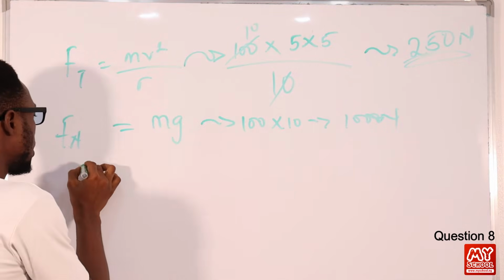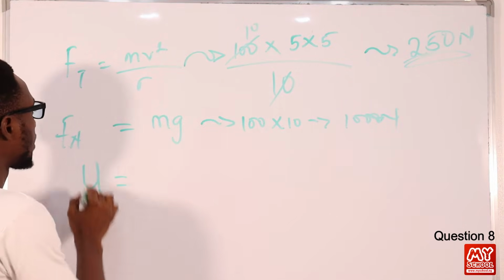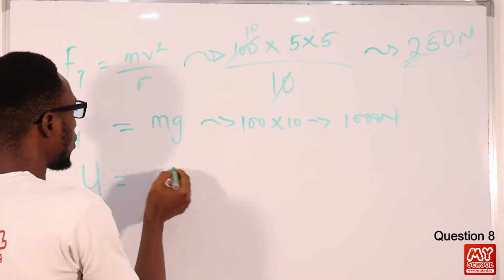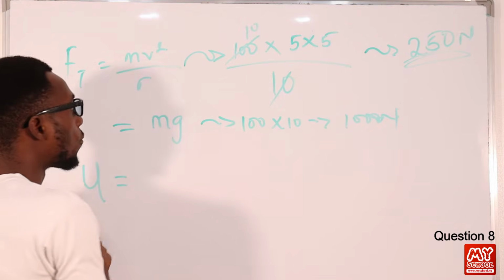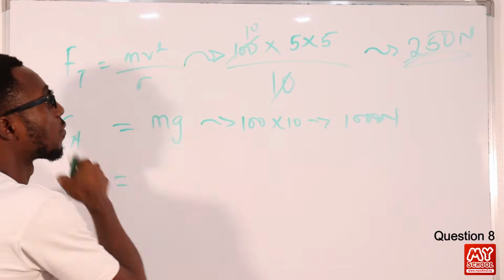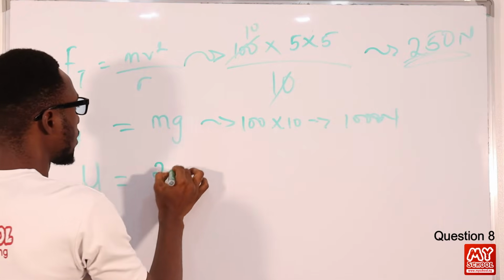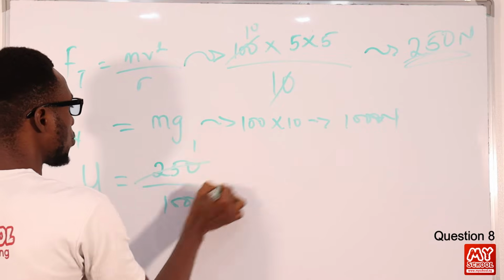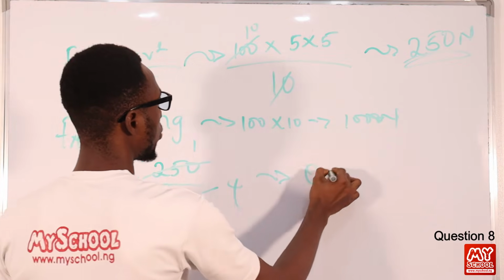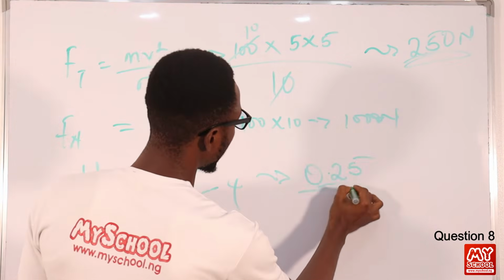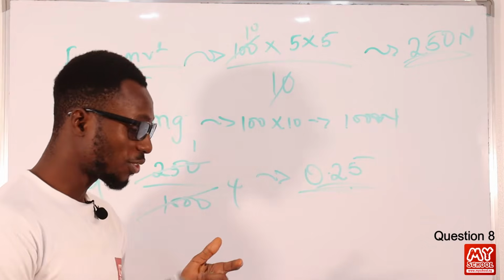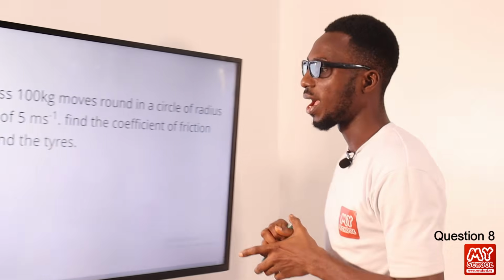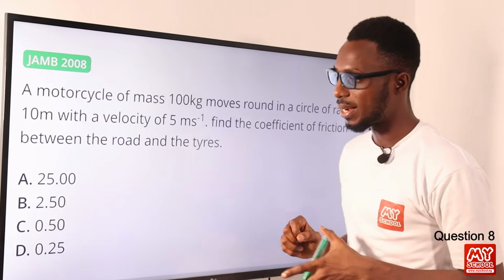So the coefficient of friction is the frictional force over the normal reaction. So it is simply this, 250, over the normal, which is 1000. So 250 here 1, 250 here 4. So that is basically 0.25. Okay, so 0.25. Let's go back to the screen to select 0.25. Yes, we have it right here. So option D should be your choice.